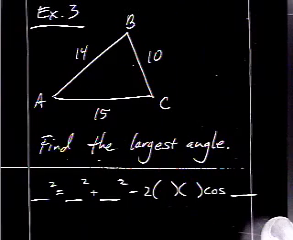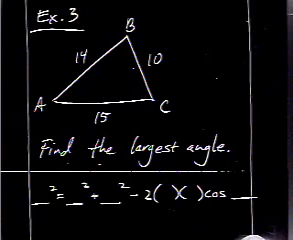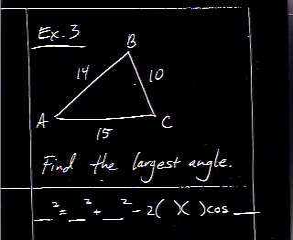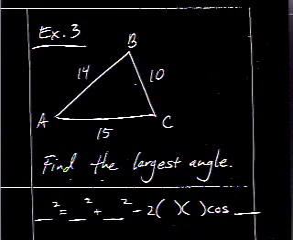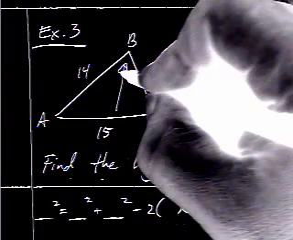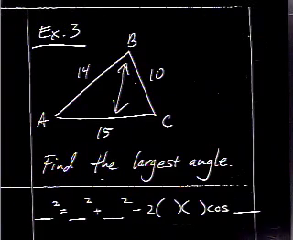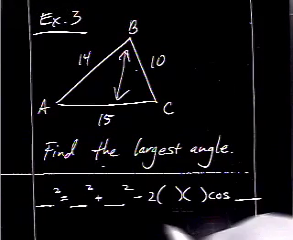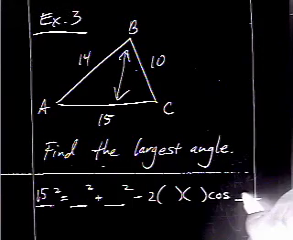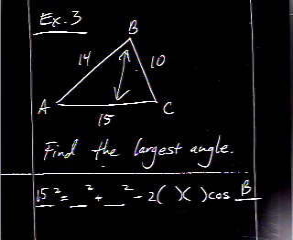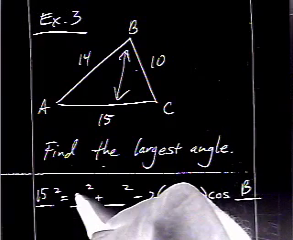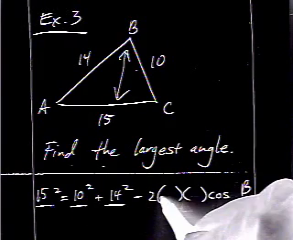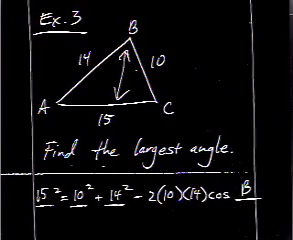Example 3. Another one of these situations, it's another side situation. It says find the largest angle. Well, the largest angle would happen to be opposite the largest side. So when I go to fill this out, 15 goes over here and angle B goes over there. That's the most important decision you have in using the law of cosines. The other two sides don't matter. I got 10, 14, 10, 14.